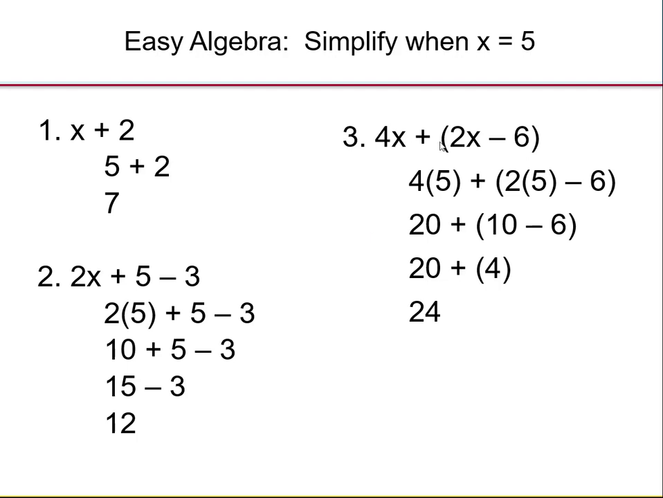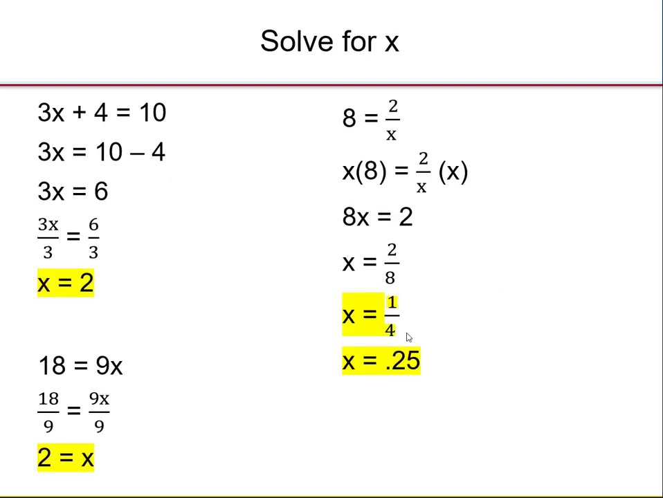So 10 plus 5 is 15, minus 3 is 12. And again, 4x plus 2x minus 6. I plug in 5s everywhere. I'm going to do what's inside the parentheses first. So first I'm going to multiply. I'm going to say 10 minus 6, and 4 times 5 is 20. So 20 plus 10 minus 6. So 20 plus 4 is 24.